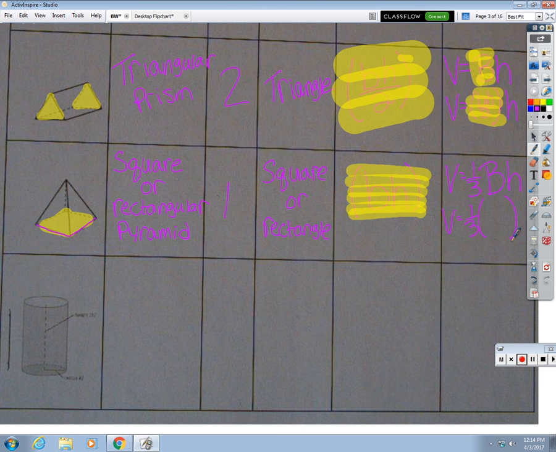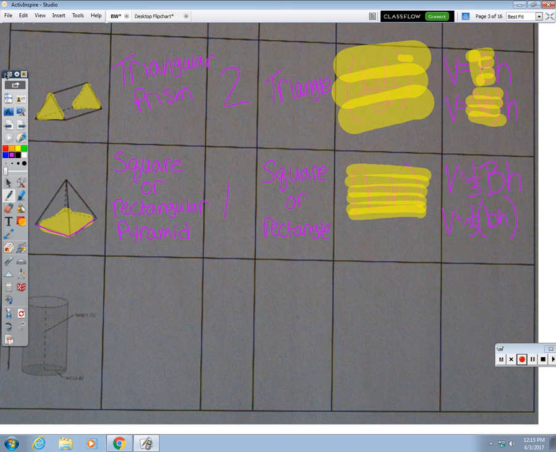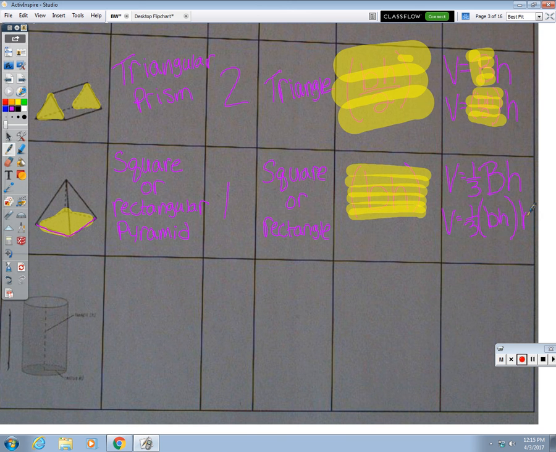What's our big B going to become? Base times height, times the height of what? What's this H stand for? Height of the pyramid. Okay. And then we're going to highlight our base and height yellow because it's the area of our base.